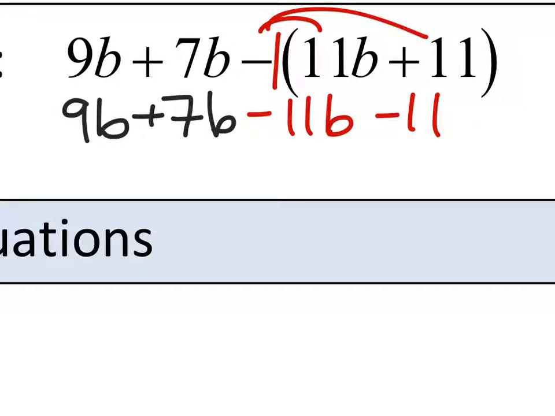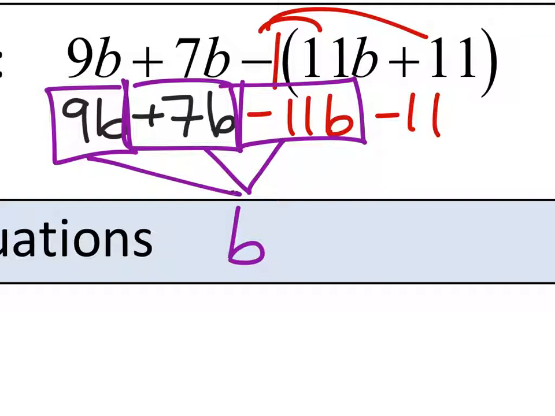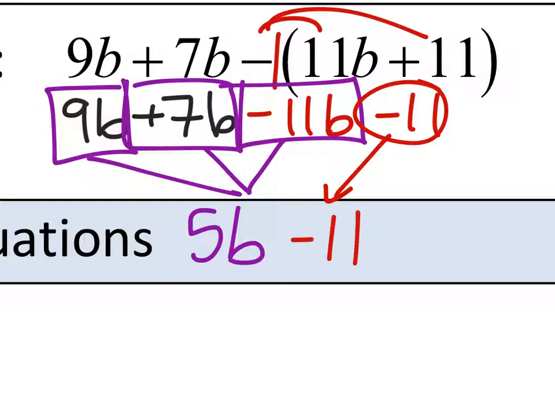And now what I can do is combine all my like terms. I've got 9b's, 7b's, and negative 11b's. In terms of b's, again, this is something we could do in the calculator. 9 plus 7 minus 11, I get 5, I think. Awesome. And this negative 11 doesn't have anything to combine with, so it's just going to be minus 11 right there.